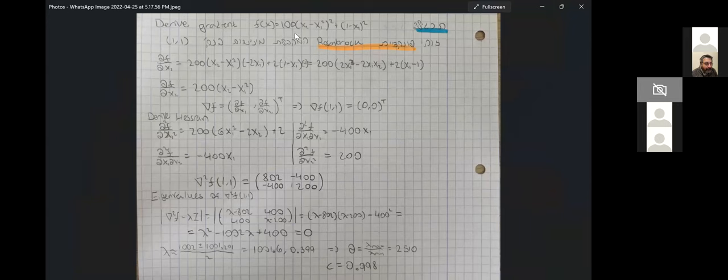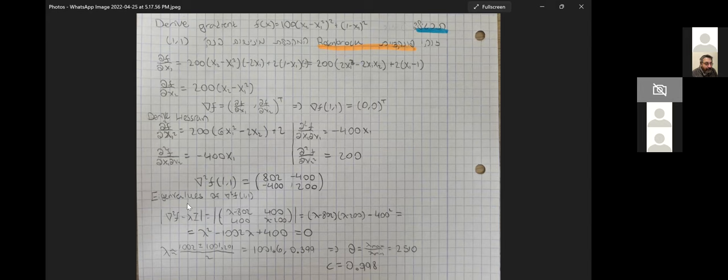Okay, so I first differentiated with respect to x1 and x2 and got these two values, and you can see that at the point (1, 1) the gradient is zero. And then I differentiated the first term by x1 and by x2 and got these two terms, and differentiated the second term by x1 and x2 as well and got these two terms. And I just substituted (1, 1) and got this Hessian.